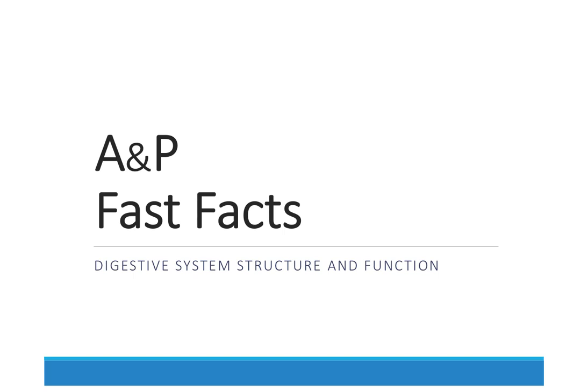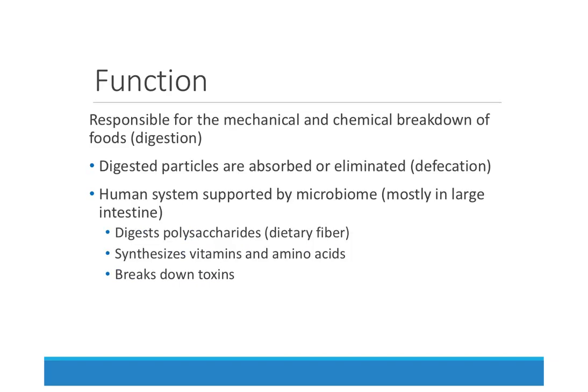In this video, I'm going to discuss the structure and function of the human digestive system. Your digestive system is first responsible for mechanically and chemically breaking down food. And then these food particles, that's really the digestion part, are absorbed into your body cells, or waste products that you can't use are eliminated as feces.